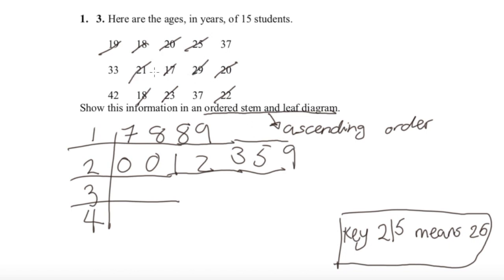And in the 30s, we got 33 and two 37s. And we only have one number in the 40s, which is 42.